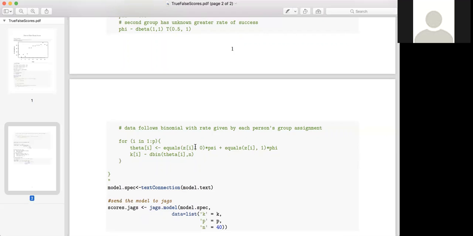This is confusing, but it's pretty much helping me check whether the ith person belongs to the first group. If it belongs to the first group, I'm going to multiply with my psi, which is 0.5. If it's from the second group, I'm going to multiply with phi, which is the greater unknown probability between 0.5 and 1. Lastly, it's going to be a binomial draw, and n is 40 because there are 40 questions.